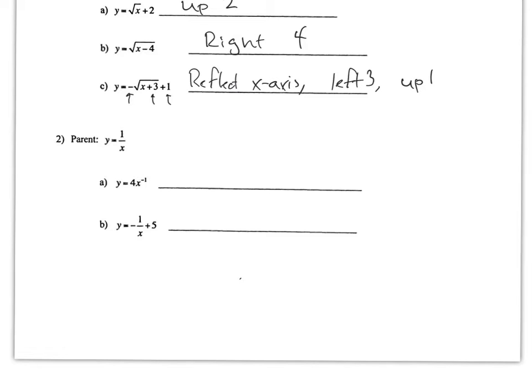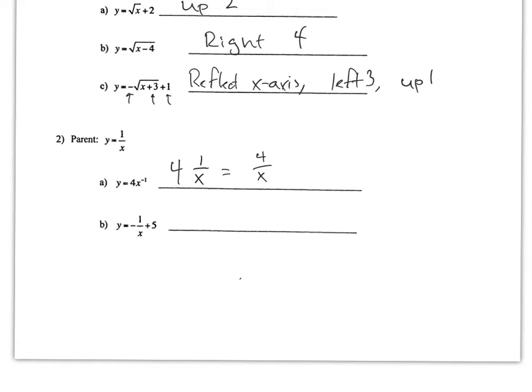X to the negative first is really a reciprocal. This is really just saying 1 over x. Any negative exponent shoves the number to the bottom. And of course, the 4 is just a plain 4. So this is really the same thing as 4 over x, if that helps. So the 4 is on the top.